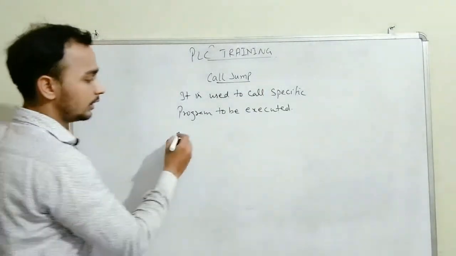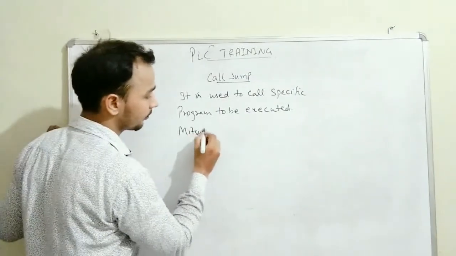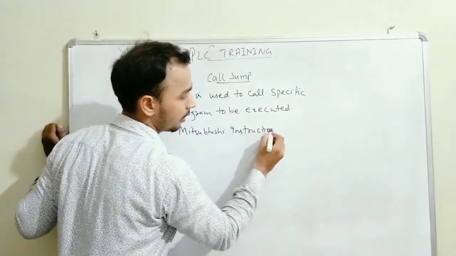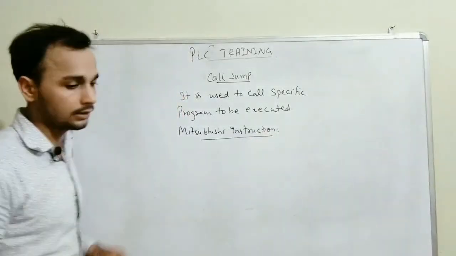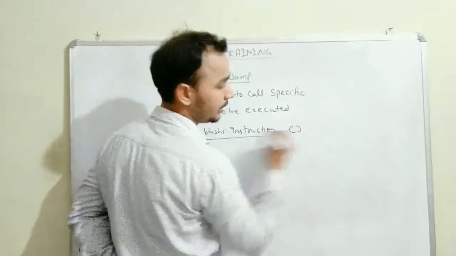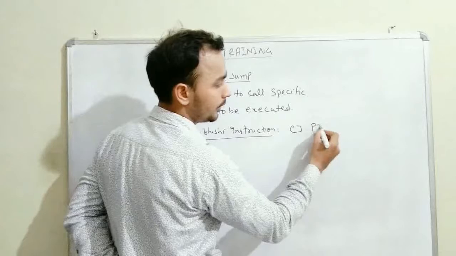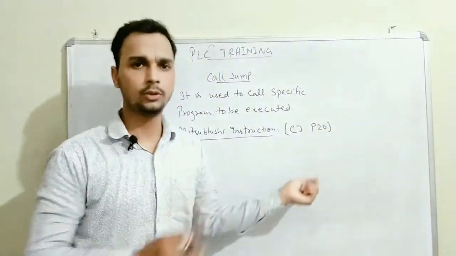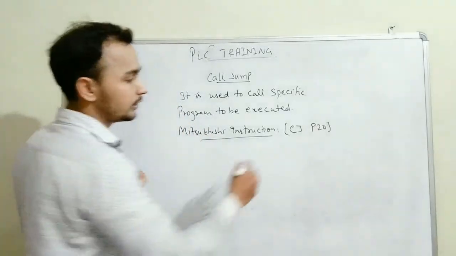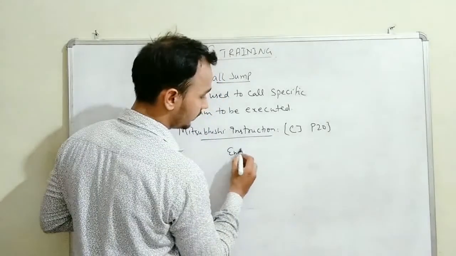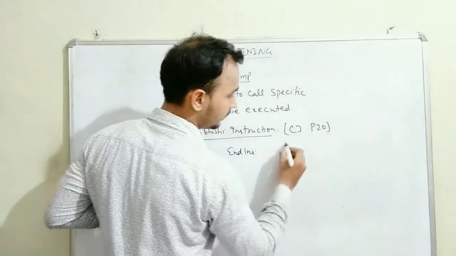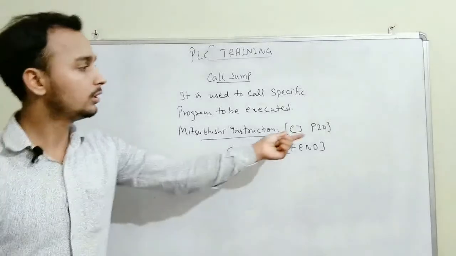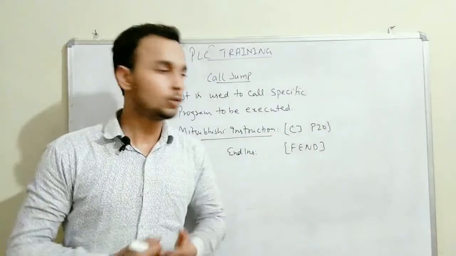If we talk about the Mitsubishi instruction, we will use CJ, call jump. P20 is the address. You can use P1, P2, any one you like. And for the end instruction, it is FEND. This is the end instruction of our call and jump. So I hope it's clear.